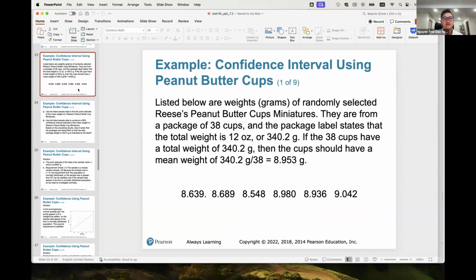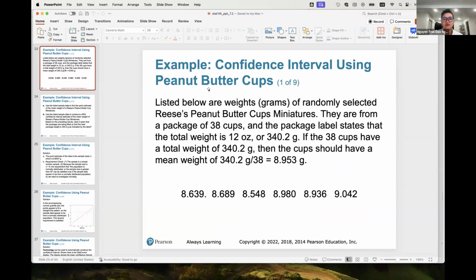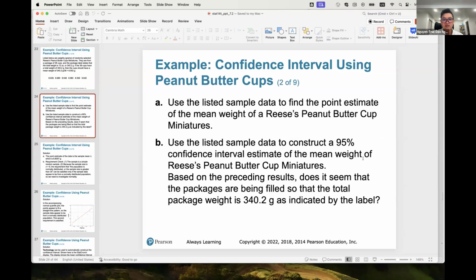Now let's do another example. Now is the time for us to build the confidence interval using peanut butter cups. We know this data, right? They are from a package of 38 cups, and the package label states that the total weight is 340.2 grams. The 38 cups have the total weight of 340.2 grams. Then the cups should have a mean weight. Now let's use the listed sample data to find the point estimate of the mean weight.